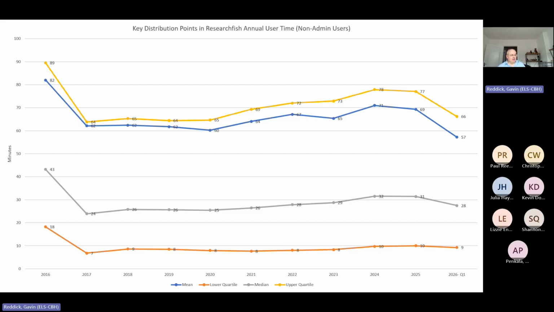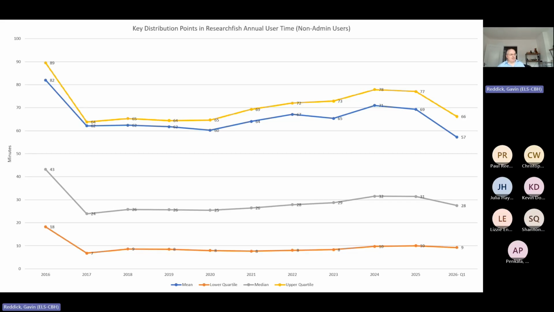Next, we have the median. That's the 50% point. If we look at 2025, 50% of users spent 31 minutes or less on the platform over the total course of 2025. And then on the mean side of things, the mean is above the median, which means we have some outliers pulling up overall. You can see the mean is closer to the upper quartile.